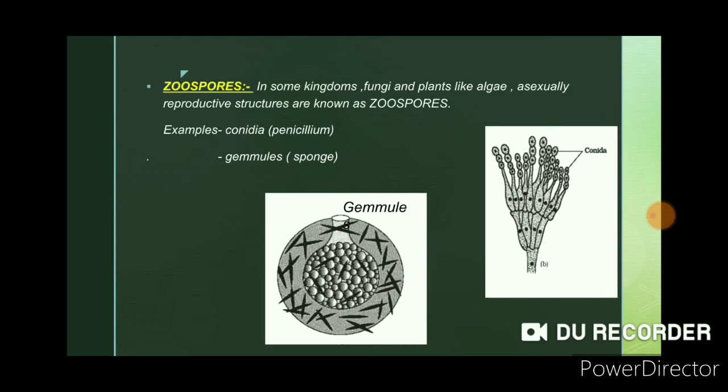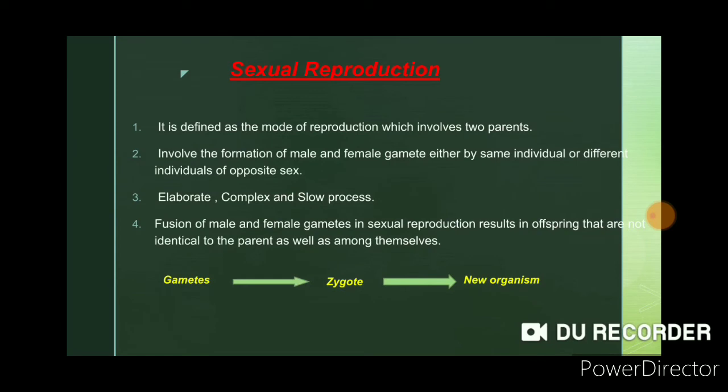Now this small bud-like structure is known as conidia. This figure is of penicillium, and gemmules for sponge. These small circles within a bottle-shaped figure are known as gemmules. This is the structure of a sponge. I repeat that zoospores are the asexually reproducing structures in animals, and asexual reproductive structures in plants are known as vegetative propagules. Coming to the next, this was all about asexual reproduction.